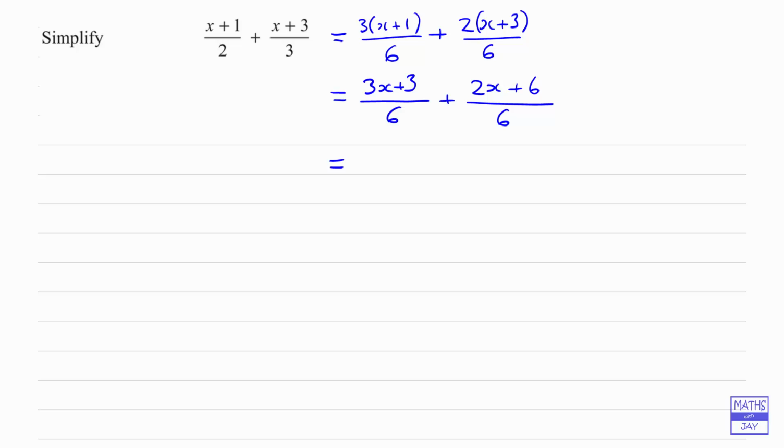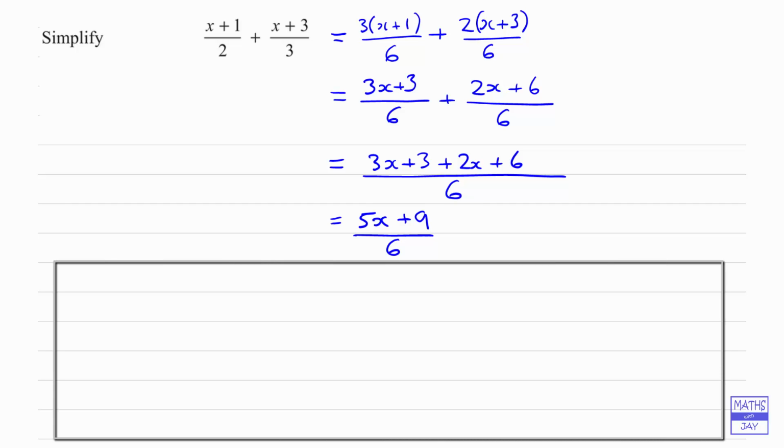As they're both over the same denominator, let's just write out one fraction now. Then we can add together the like terms. So 3x plus 2x is 5x, and 3 plus 6 is 9, and the denominator is going to be 6.